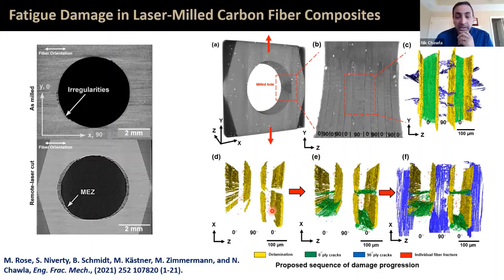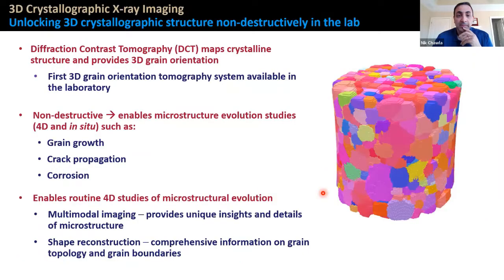So here you can see delamination between the 0 and 90-degree fibers, and you see cracking of the fibers in the 0-degree plies, and then eventually that essentially converges into individual fiber fracture and failure of the composite. So using the 4D approach, you can get a very nice story of the damage progression in these materials.